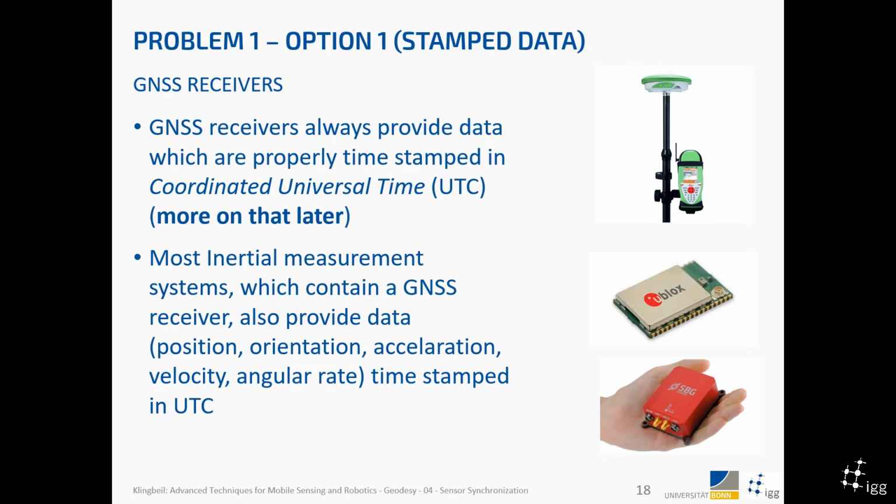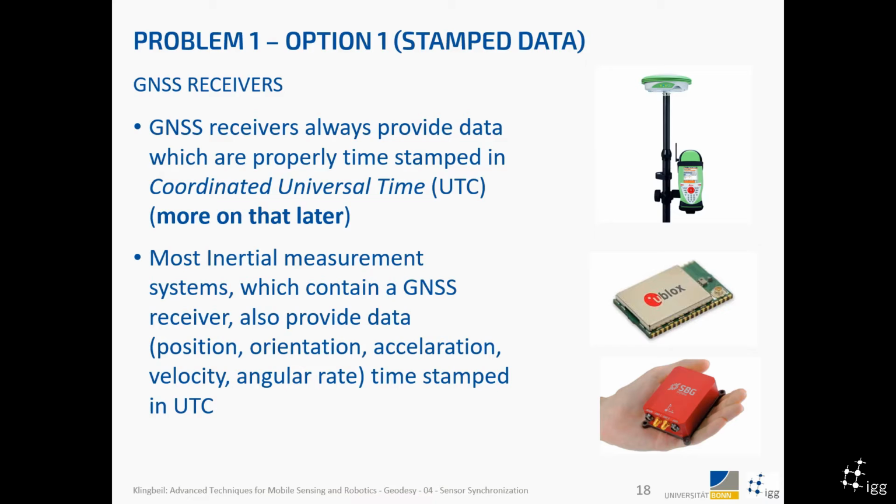So option 1, the stamped data, where you already have stamped data. An example here is our GNSS receivers. GNSS receivers always provide data which are properly time-stamped in coordinated universal time, right? So each GNSS receiver gives you a position and whatever else it gives you, but it always relates that information to a timestamp in coordinated universal time, which is a global time reference, which we will talk about later, right? But they are already properly tagged.